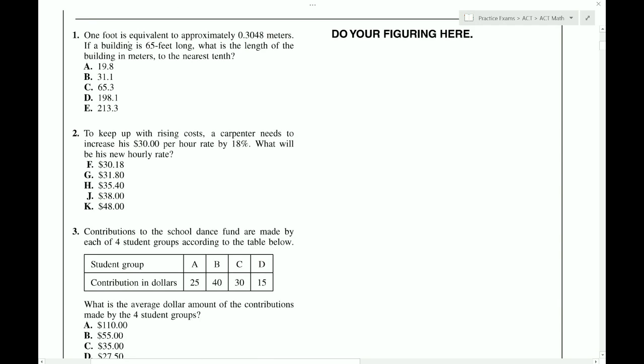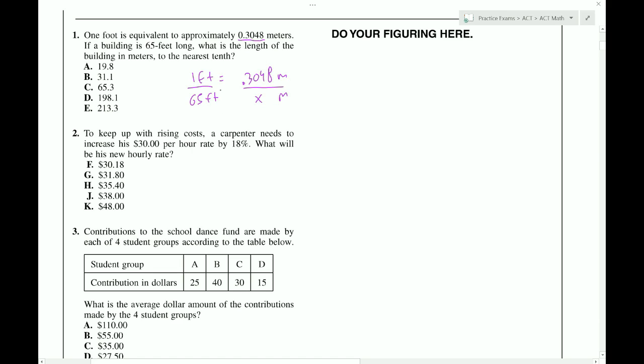Question 1. 1 foot is equivalent to approximately 0.3048 meters. So 1 foot equals this. If a building is 65 feet long, what is the length of the building in meters? Okay. So this is going to be a proportions question, right? And we're solving here for x, the number of meters.